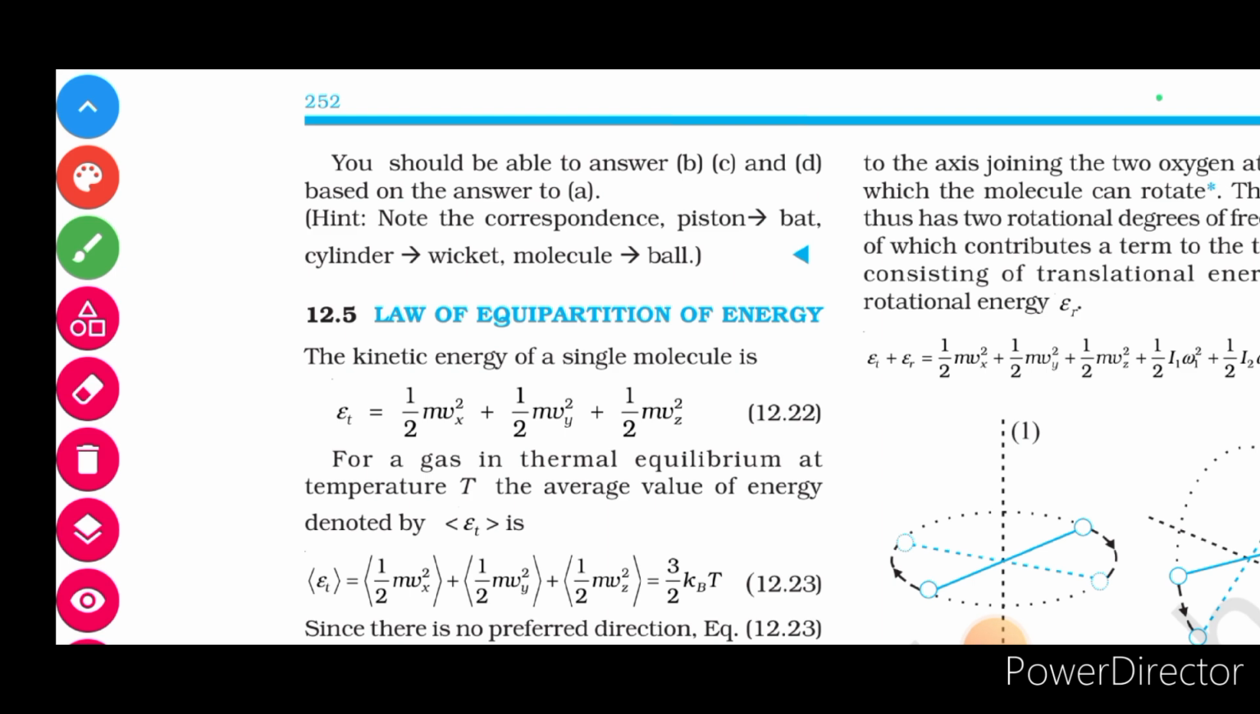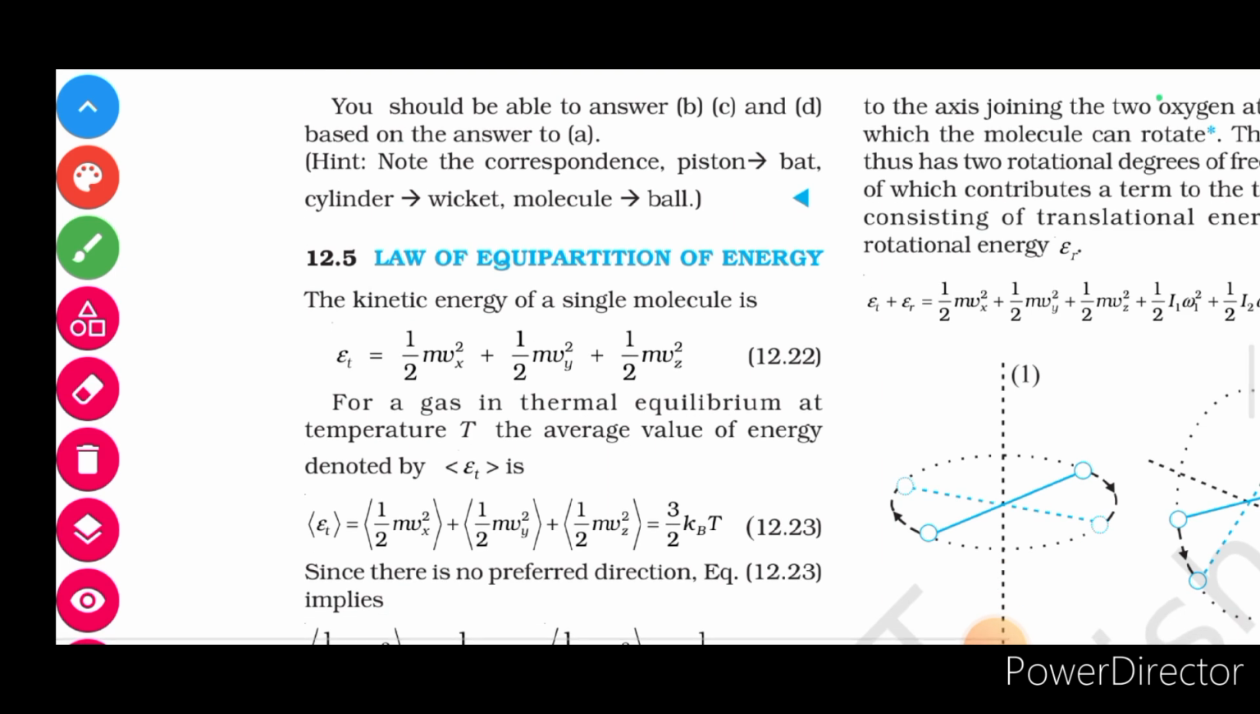What is a degree of freedom? Basically, we can define degree of freedom in two ways. One way: okay, if I have a particle here, a molecule here, how many coordinates are required to specify its position? I require 3 coordinates, that is x, y and z coordinate. So 3 coordinates are required to specify its position.